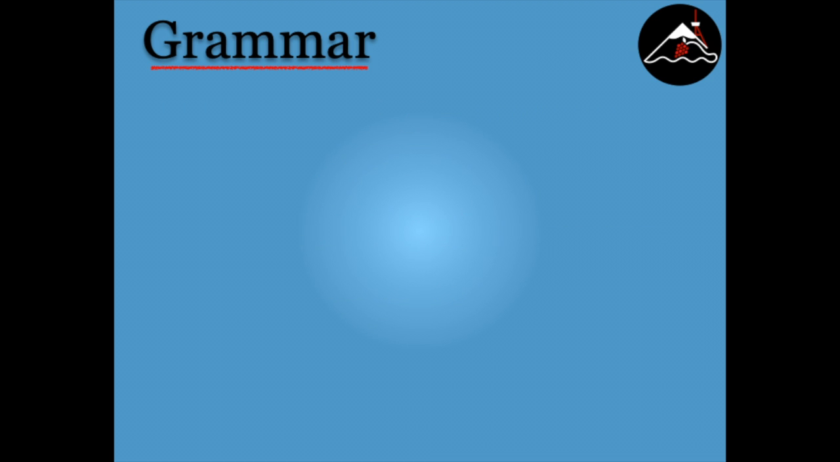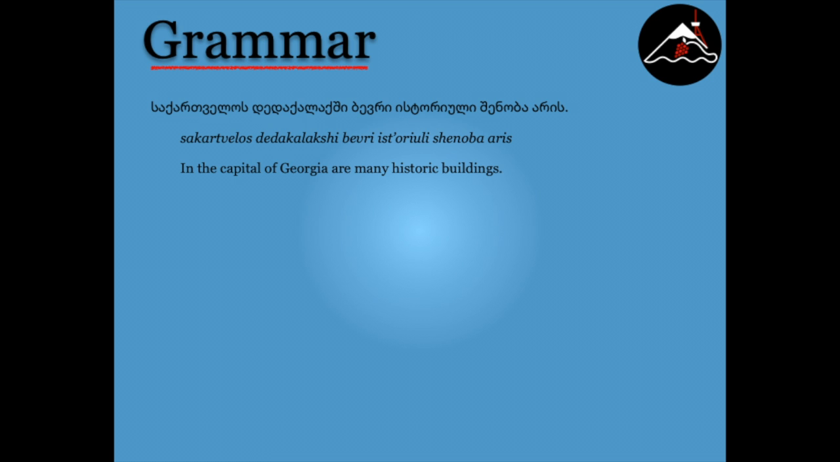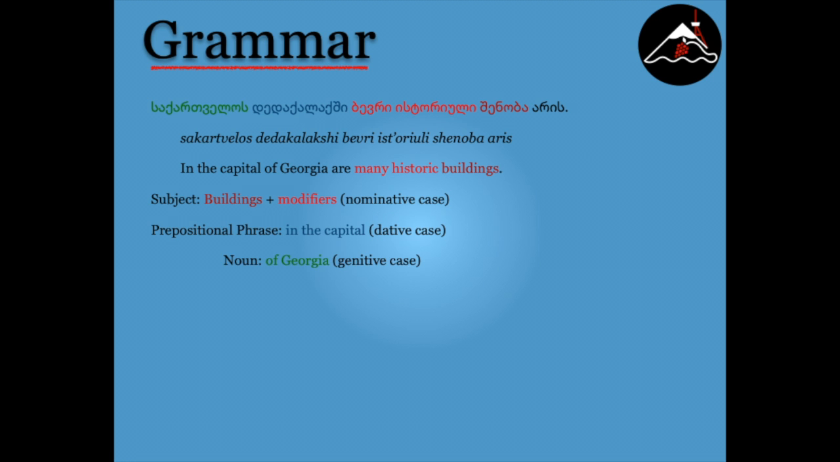Here's another example. Sakartvelos dedakalakshi bevri istoriuli shenoba aris. In the capital of Georgia are many historic buildings. In this sentence, the subject is building, and its modifiers, many historic, are in the nominative case as well. Notice how, unlike English, the prepositional phrase in the capital comes after the noun Georgia. This is common in Georgian. Finally, notice how the verb goes at the end of the sentence.